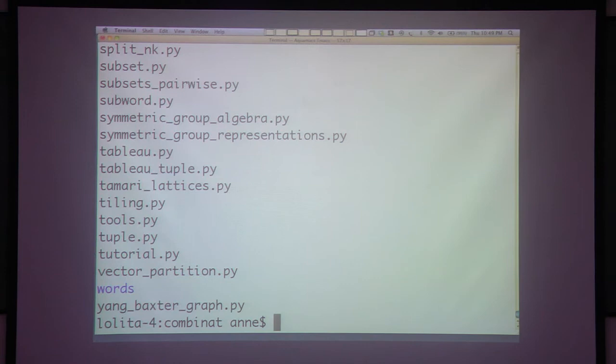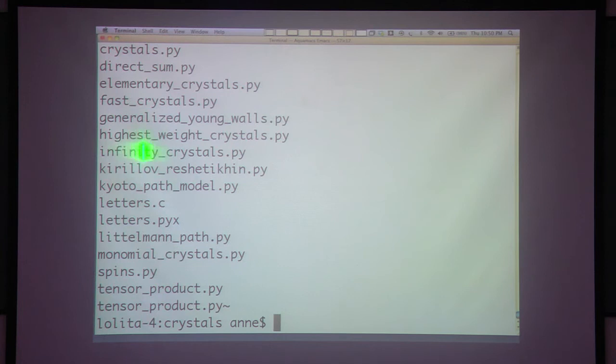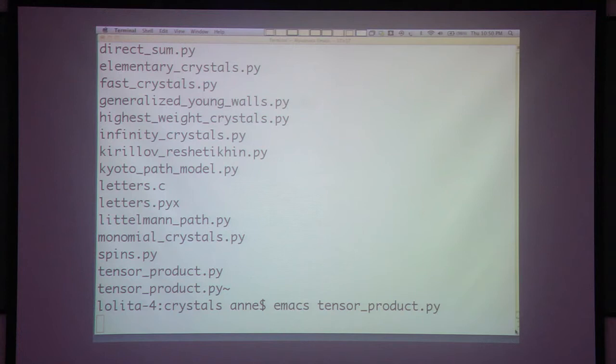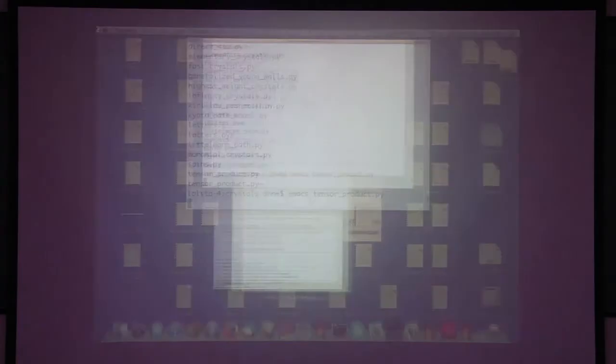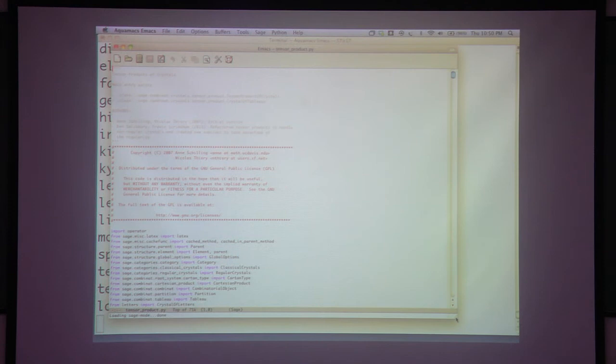And again, ls. Okay, there's a lot of stuff, so you can't really see. But in there, there's another folder called crystals. And here are all the various files that have some version of crystals, right? And in fact, the tableau model that we looked at in my talk is actually in this file, tensor_product. Okay, so now we can look at this file and look at how this code looks. That's very small, right?